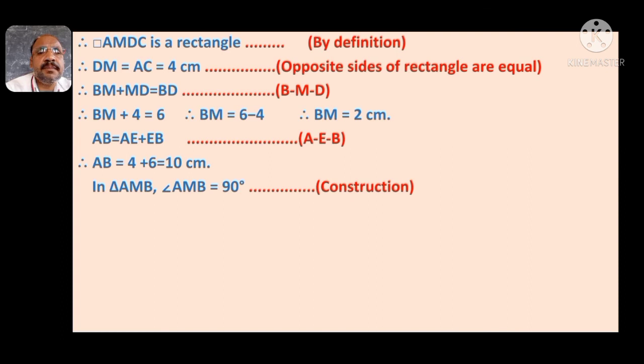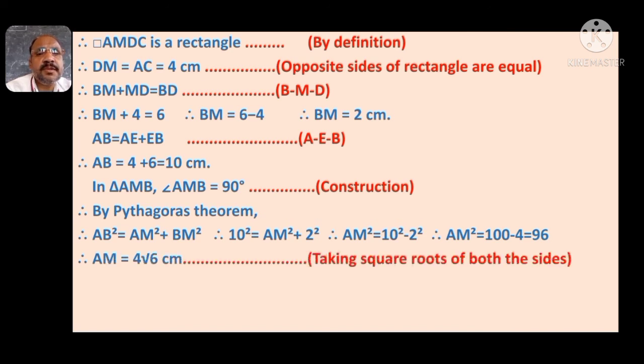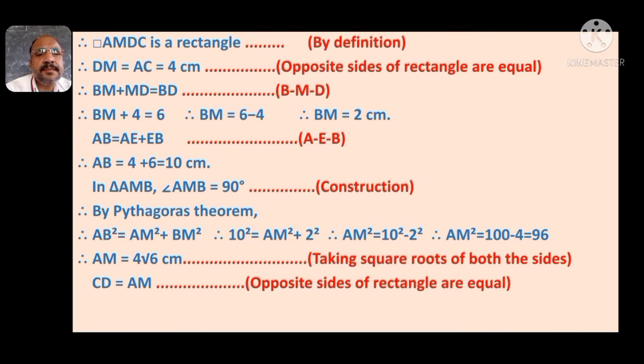In triangle AMB, angle AMB is equal to 90 degree by construction. Therefore, by Pythagoras theorem, AB square is equal to AM square plus BM square. Therefore, 10 square is equal to AM square plus 2 square. Therefore, AM square is equal to 10 square minus 2 square. Therefore, AM square is equal to 100 minus 4, which is equal to 96. Therefore, AM is equal to 4 root 6 centimeter, taking square roots of both sides. CD is equal to AM, opposite sides of a rectangle are equal. Therefore, CD is equal to 4 root 6 centimeter.